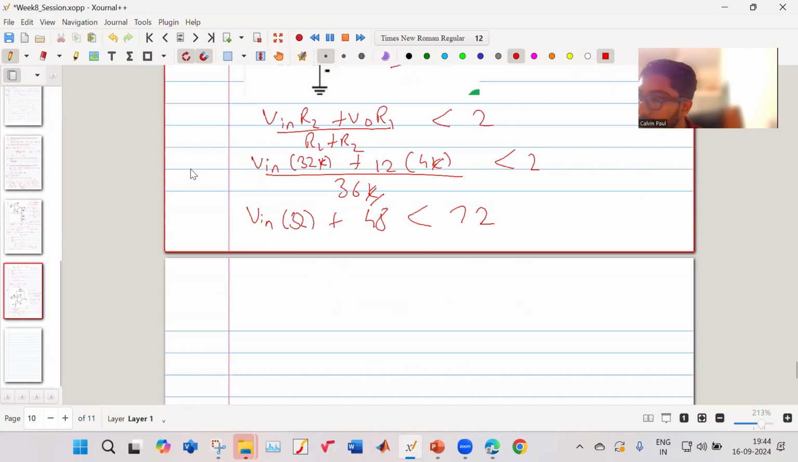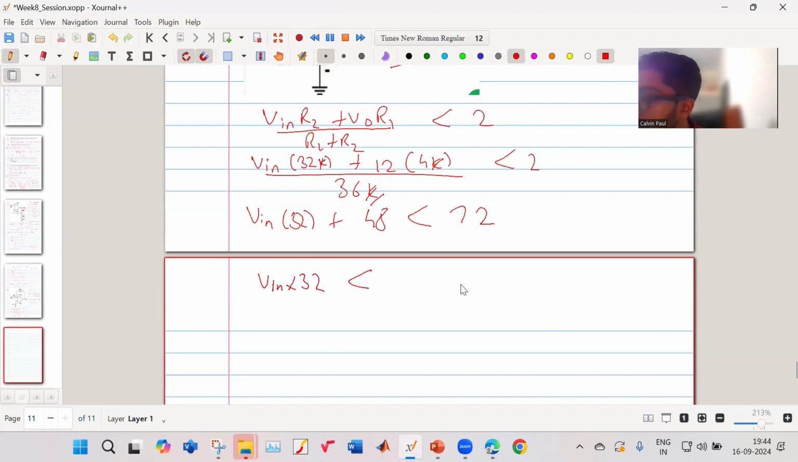So V input into 32 should be less than 72 minus 48, how much is that? Is 24. Right? So my V input should be less than 24 upon 32, which is equal to 0.75 volt. So this is my first trigger point. Okay.